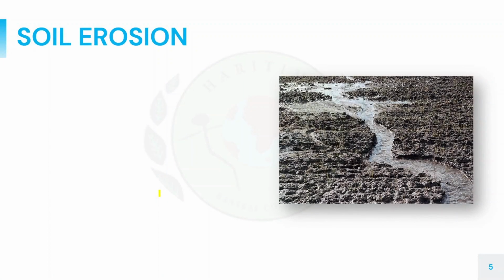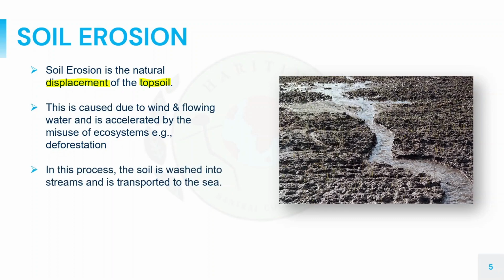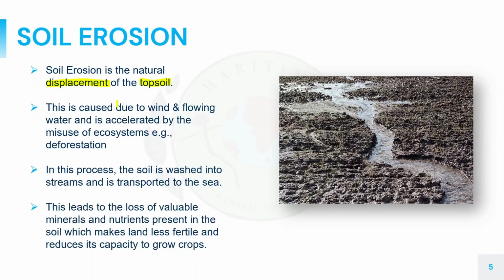Now moving on to soil erosion. Soil erosion is a gradual process in which topsoil layer is displaced. This happens due to wind and flowing water, but it's accelerated by the misuse of ecosystem. In this process, the soil is washed into streams and is transported to sea. This leads to loss of valuable minerals and nutrients present in the soil, which makes the land less fertile and reduces its capacity to grow crops.